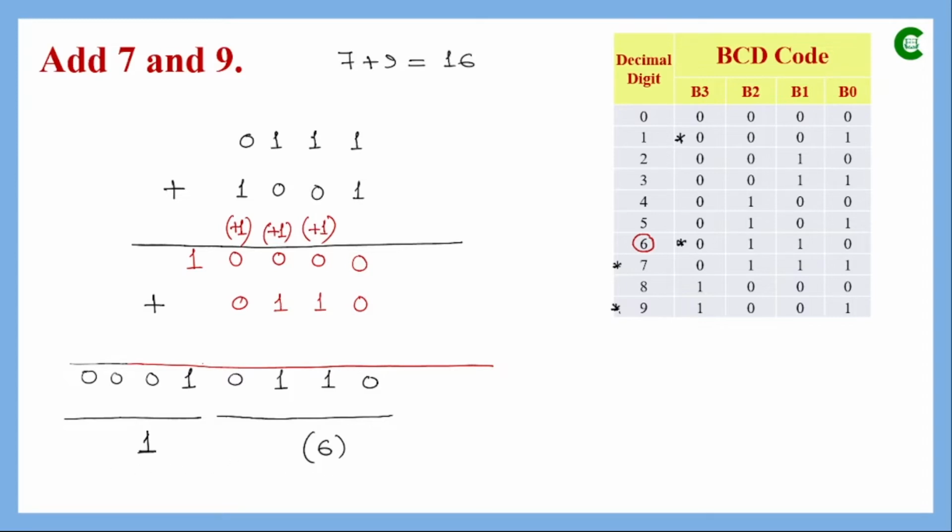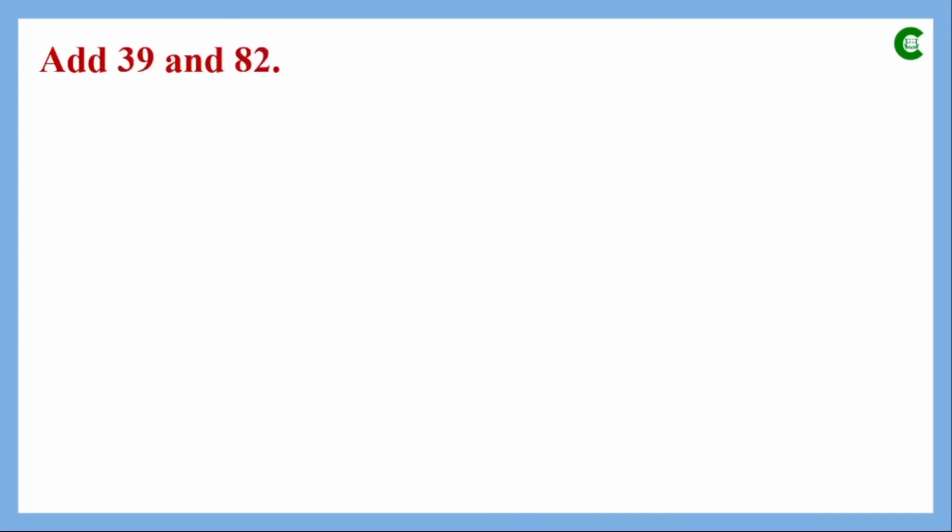Now next we will perform BCD addition using two-digit numbers. So here we will perform this addition between 39 and 82. In the decimal number system, if we perform this addition, what will be our result? All of us know that it is 121 in decimal. But if we want to perform the same addition using BCD code, how can we do it?